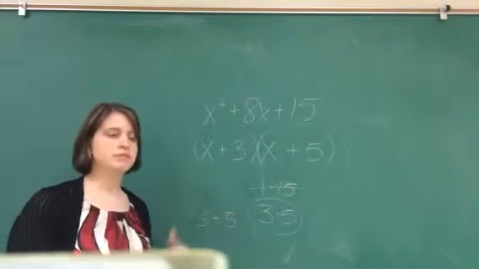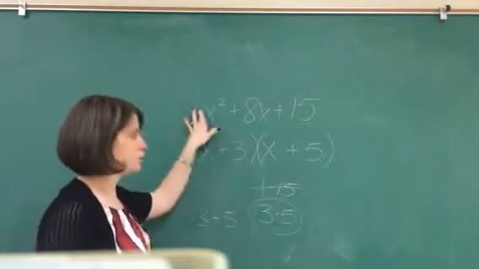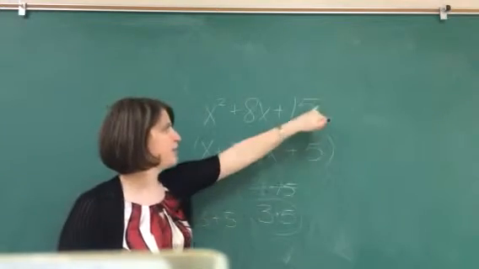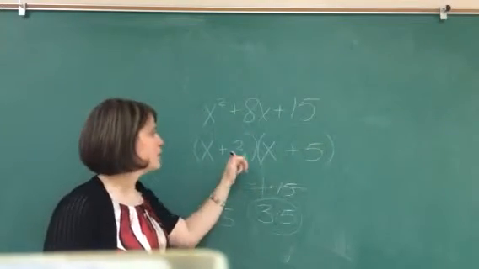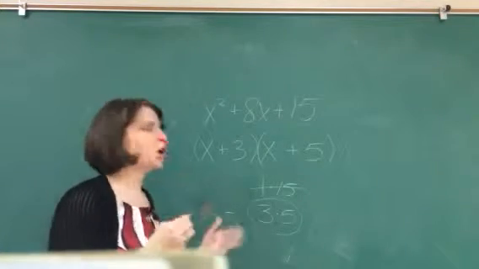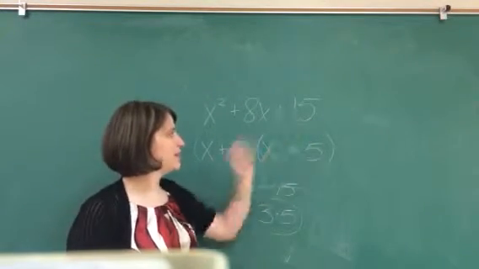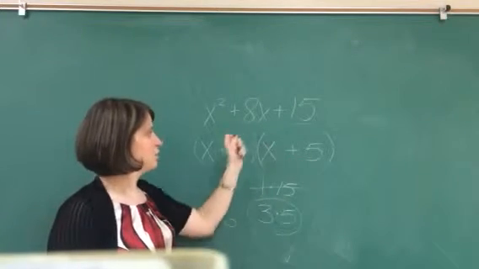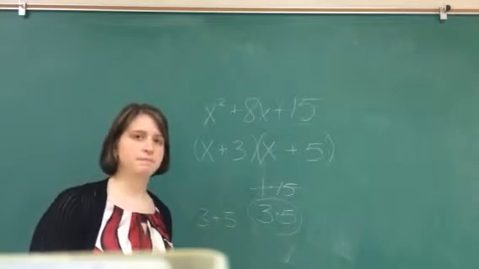There's my binomials. Let's check. x times x should be x squared. 3 times 5 should be 15. 3 plus 5 should be 8. Okay? That's how you can do a quick check. These two numbers need to multiply to get this, and add together to get the middle number. Okay?